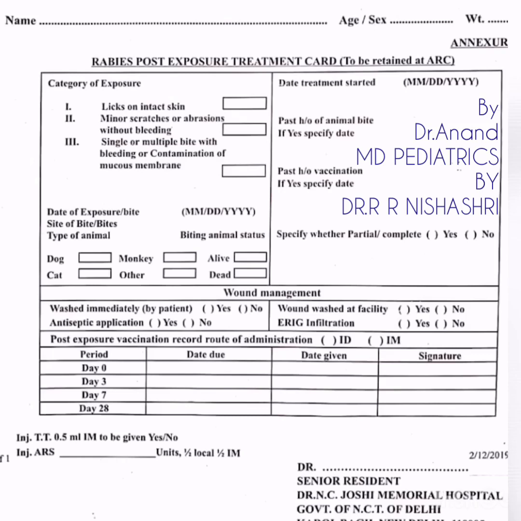Okay, and I have already told you how to administer in category 3. You give half over the wound, and the remaining part you give intramuscular into the deltoid region, or even the anterolateral aspect of the thigh you can give. That is very important. And that's it.